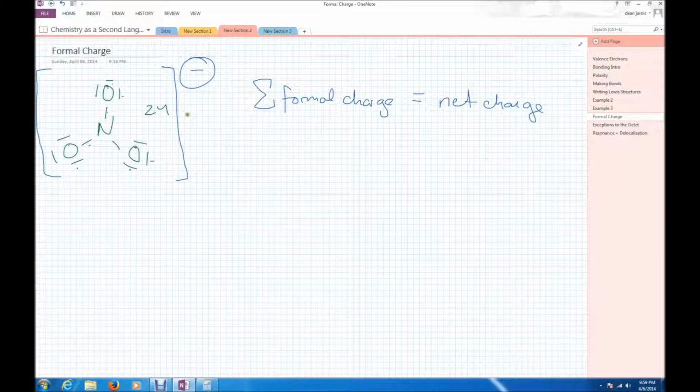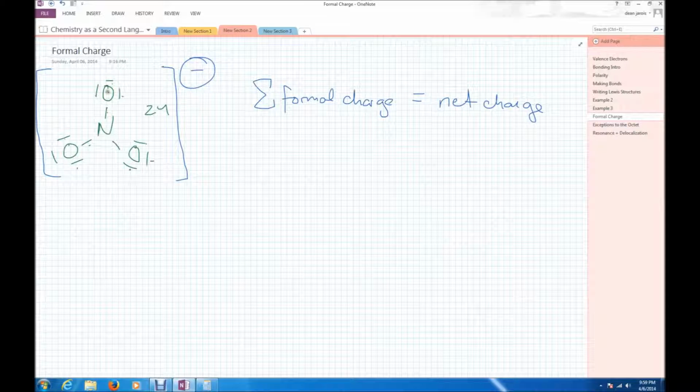So there is a really easy method to figure out formal charge. Simply count the number of electrons in the lone pairs around a specific atom, and then count 1 electron for each single bond, and add that together. And then we subtract that from the number of valence electrons that it should have. So oxygen should have 6 valence electrons, right?